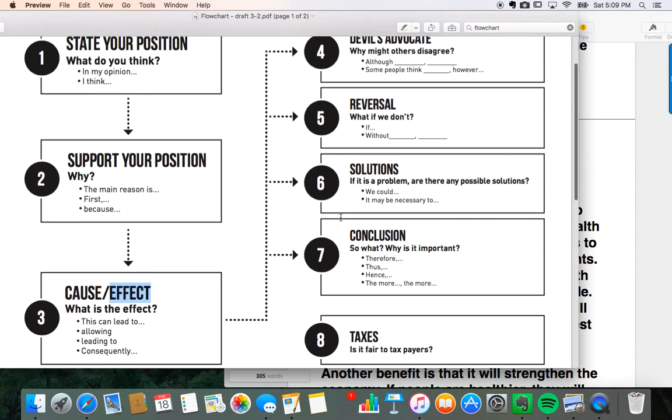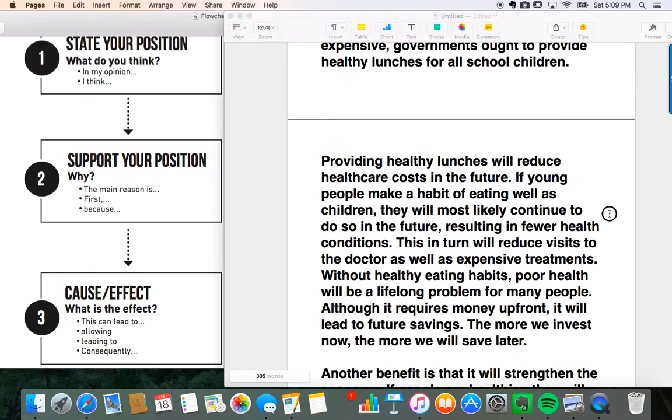Then we talked about the reversal. What if we do not? Without healthy eating habits, poor health will be a lifelong problem for many people. Again, I can talk more about the effect of that, but I'm just highlighting how to extend ideas. Although it requires money up front, it will lead to future savings. Again, this is probably too much. It's probably more important for me to explain this, but just to show you another example, although.